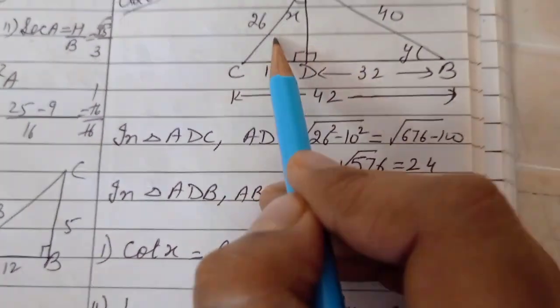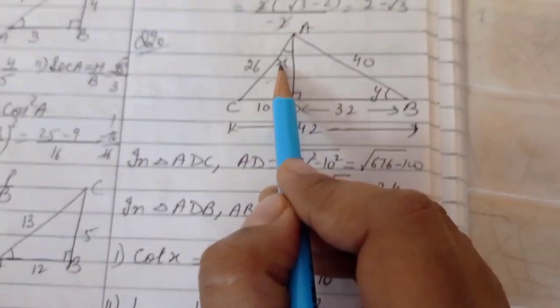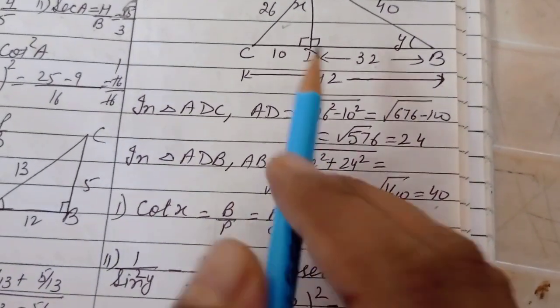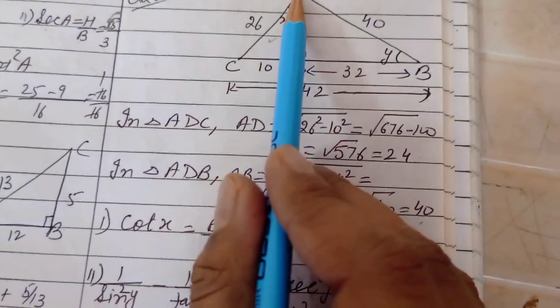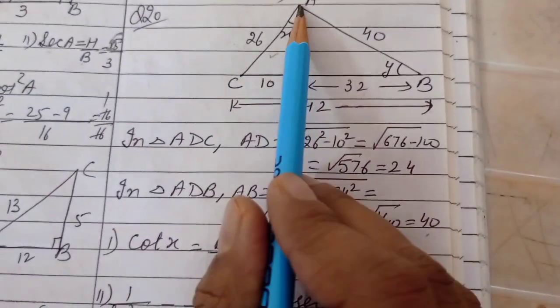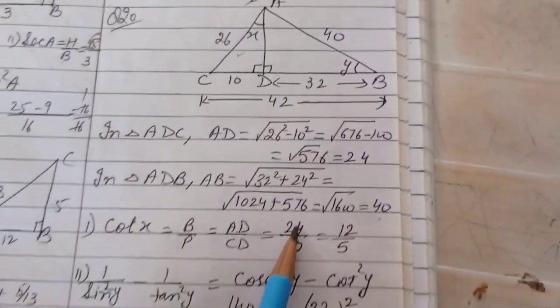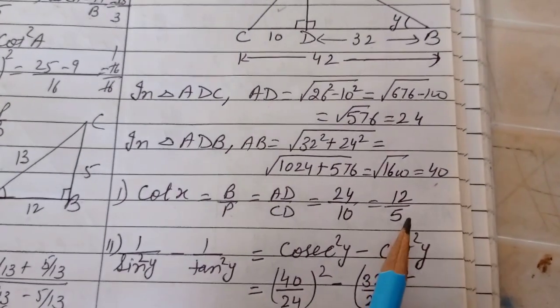Cot x means we have to find this triangle. This triangle we will take for that. Cot is equal to what? B over P. What will be the base of this triangle? Base is AD, because these two angles are formed on AD. AD over perpendicular, CD, 10. 24 by 10. Cut it, you will get the answer.